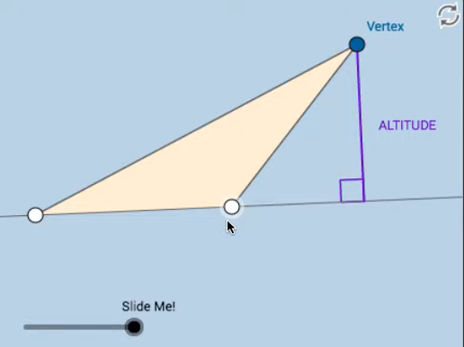Since a triangle has three vertices, how many altitudes can a triangle possibly have? Yep, you got it, three. And you're also going to investigate a very cool property about the lines containing the three altitudes of a triangle in some of the investigations to come. So there you have it, an altitude of a triangle.